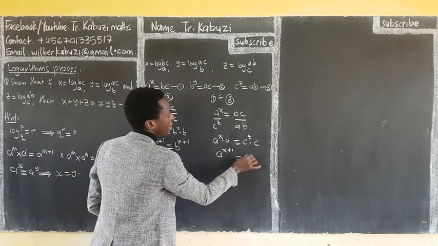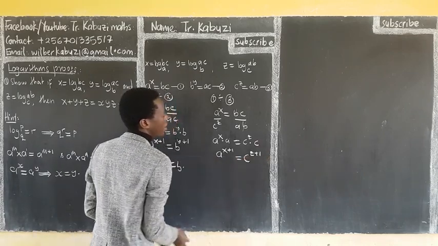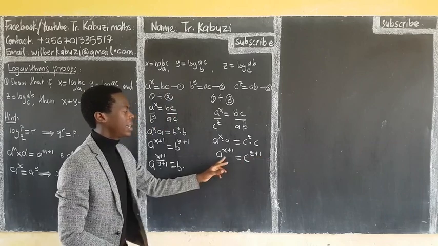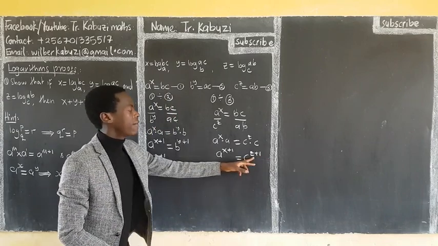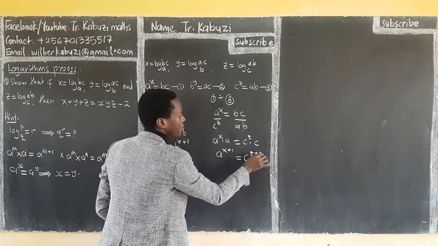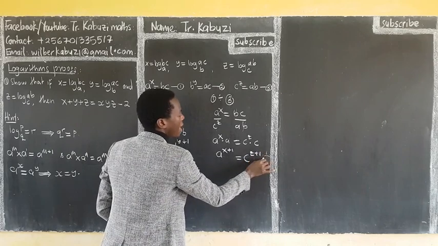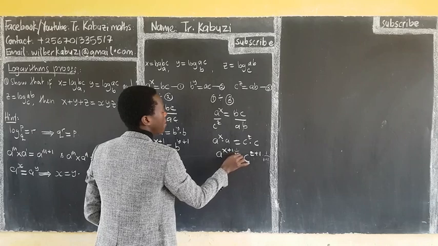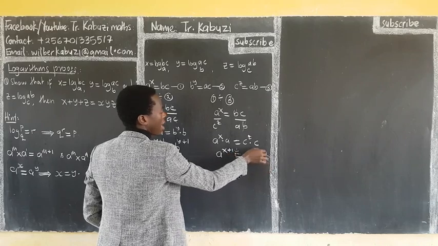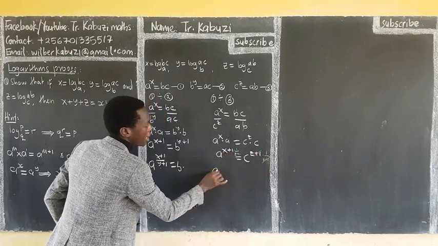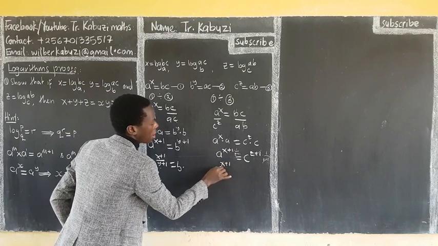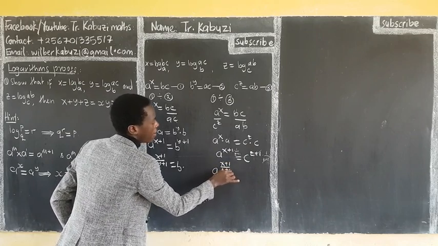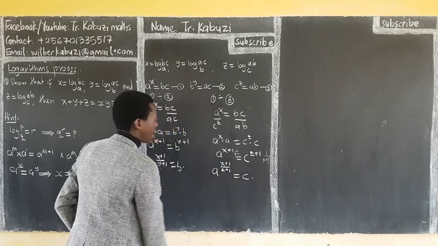Equal to c power z plus 1. Now, I want to express it in terms of a. So I divide through by 1 over z plus 1. Also this is 1 over z plus 1, so this will cancel with this. So here I have a to the power x, the whole over z plus 1, equal to c.